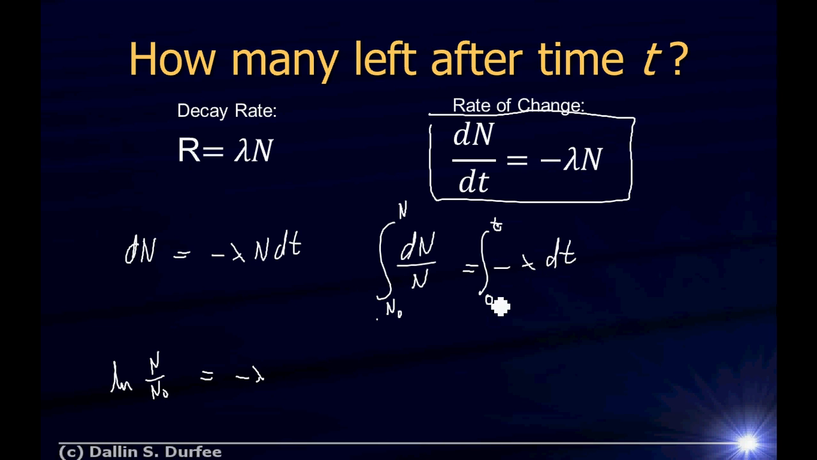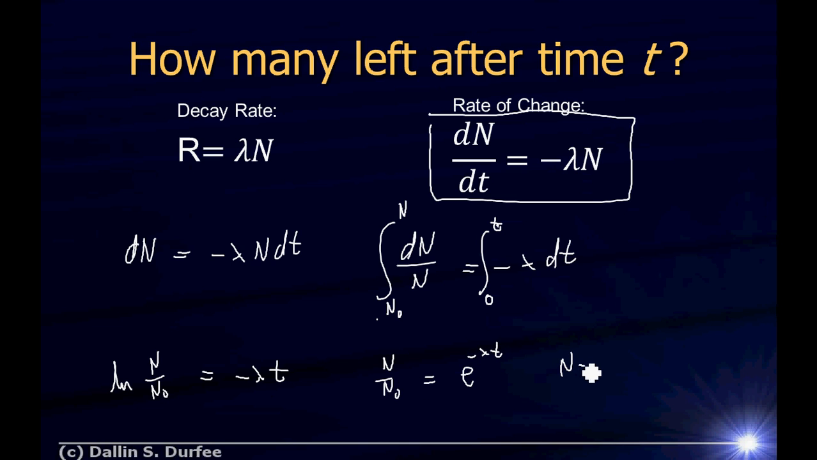All right? Now I'm going to exponentiate both sides. I'm going to take e to the power of this and this. All right? e to the power of natural log of N over N naught is just N over N naught. And on the other side, I have e to the power of negative lambda t. Then if I take N naught to the other side, N equals N naught e to the minus lambda t.